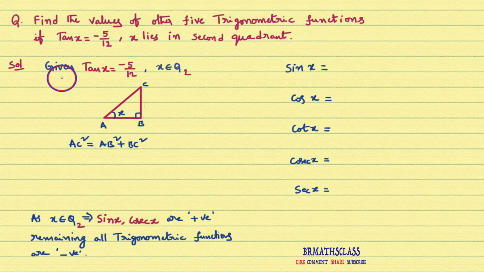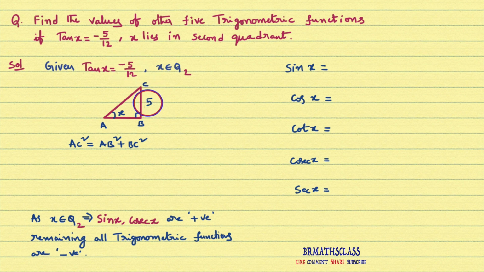First, I'll write the given information. They have given that tan x is minus 5 divided by 12 and they are saying that x lies in the second quadrant. Now I will consider a right angle triangle like this, right angle triangle ABC. From the definition of trigonometric functions, we know that tan x is opposite side by adjacent side. Here many students get confused. They'll think the opposite side is minus 5. But the opposite side is not minus 5. We know that the length of a side is always positive. A side is never negative. The opposite side is 5.